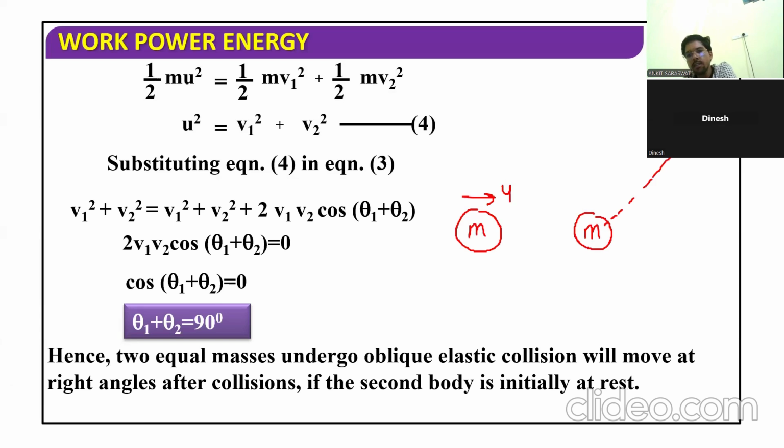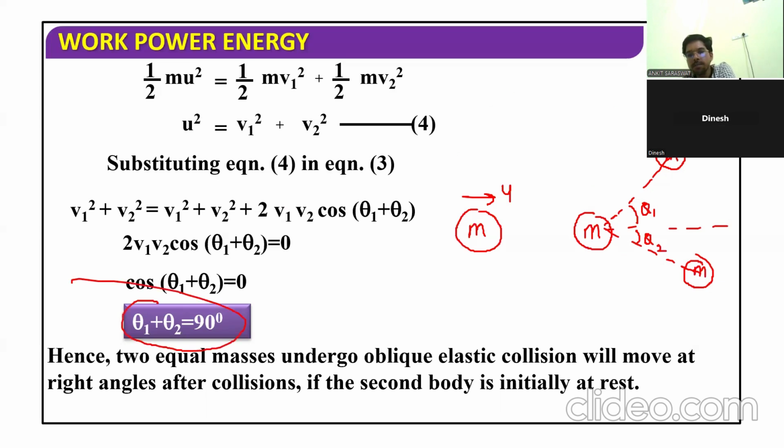one ball is going like this, and the other ball is going like this. One is making theta 1, the other is making theta 2. Clear? So according to this, what is the outcome? Theta 1 plus theta 2 is 90 degrees.